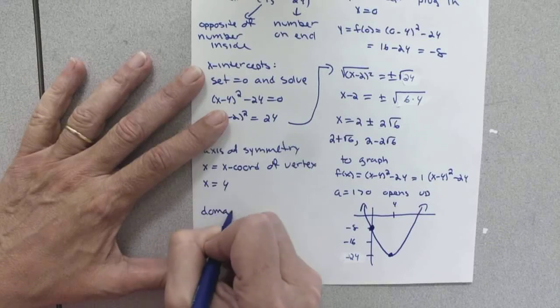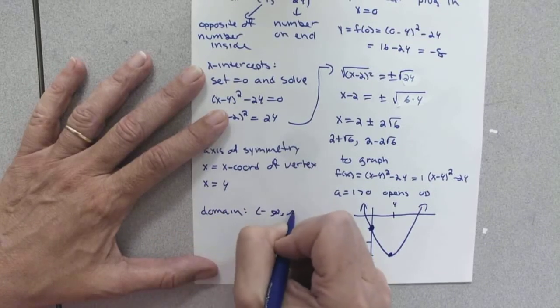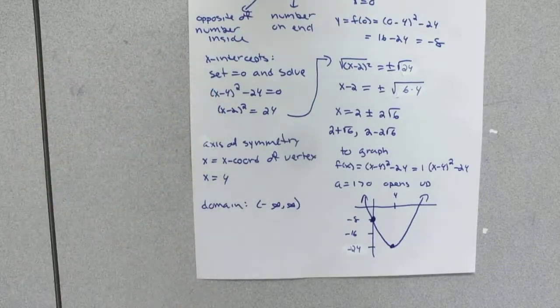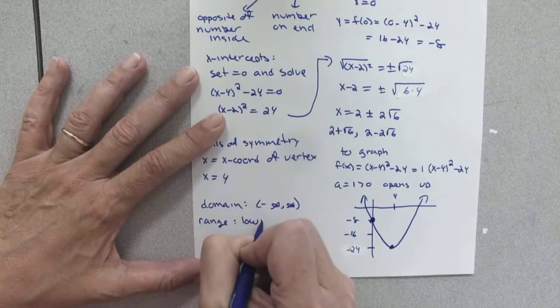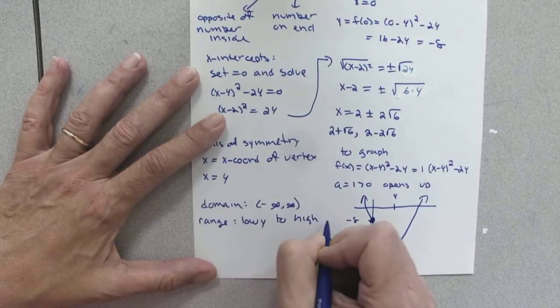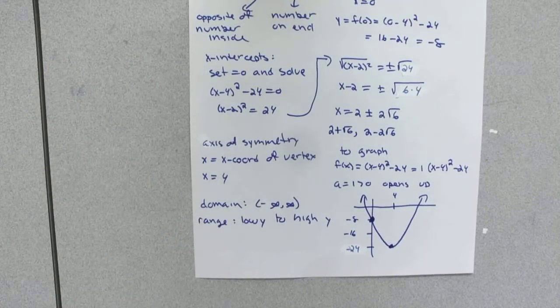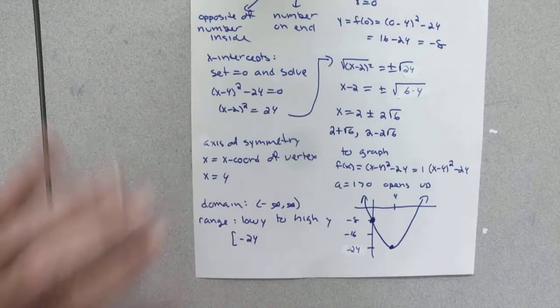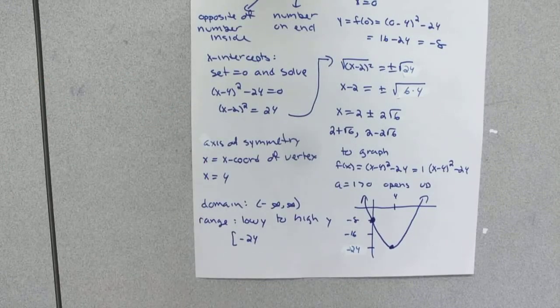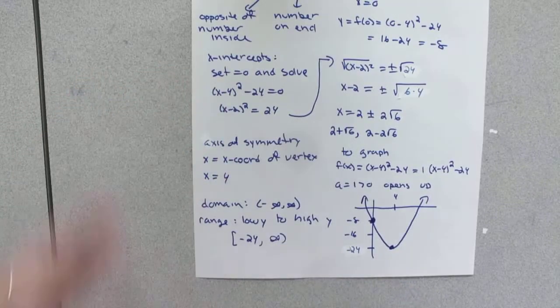And then the domain and range. Well, we talked on the last one that for every quadratic function, every parabola, the domain is always going to be negative infinity to infinity. It goes left forever, right forever, so negative infinity to infinity. Range. Again, that's your low y to high y. Using abbreviated language, lowest y-coordinate to highest y-coordinate. Well, in this case, my lowest y-coordinate is negative 24, and then it's going up forever, so infinity.